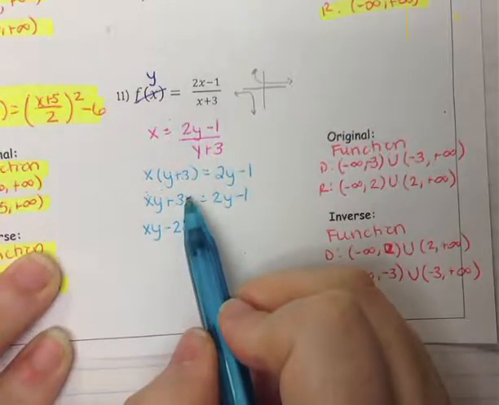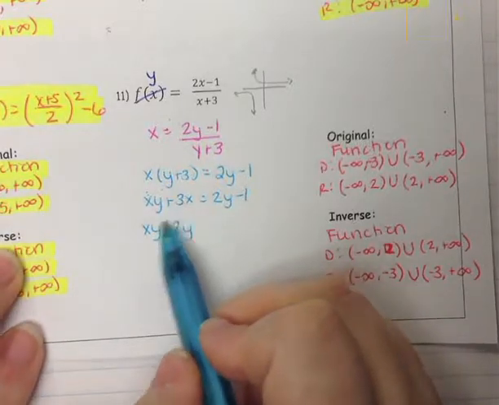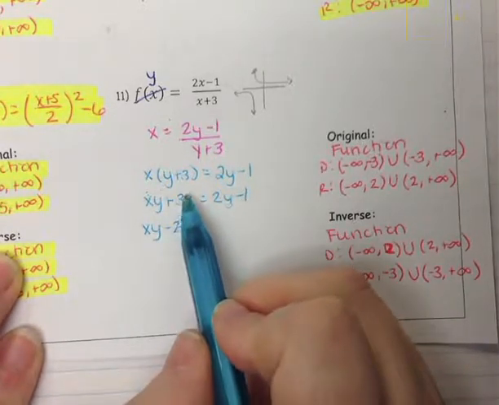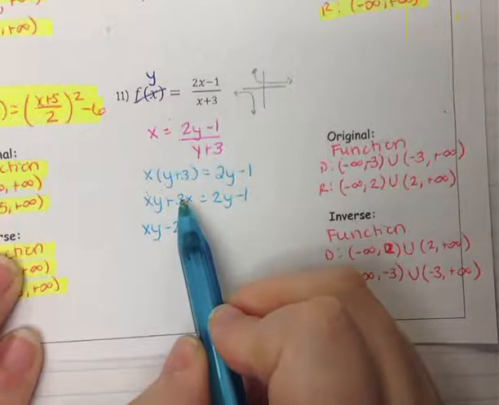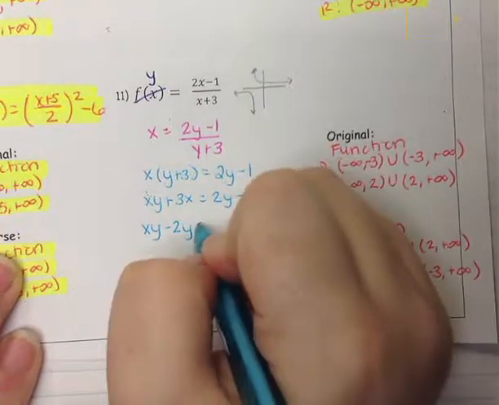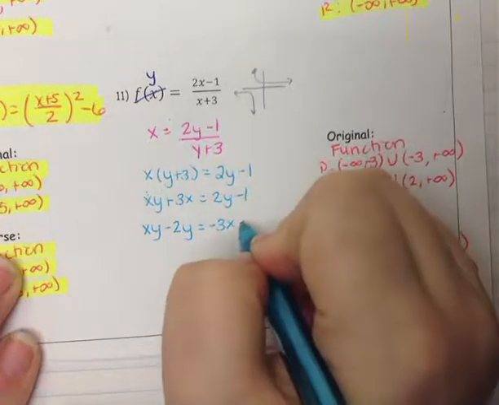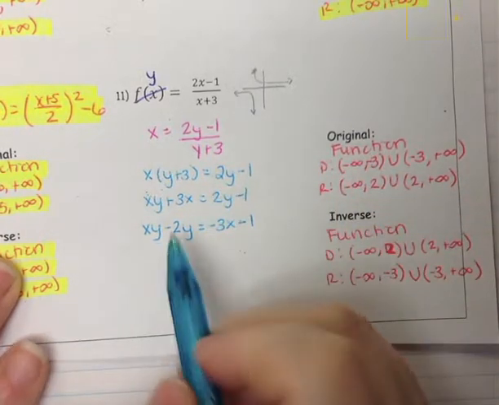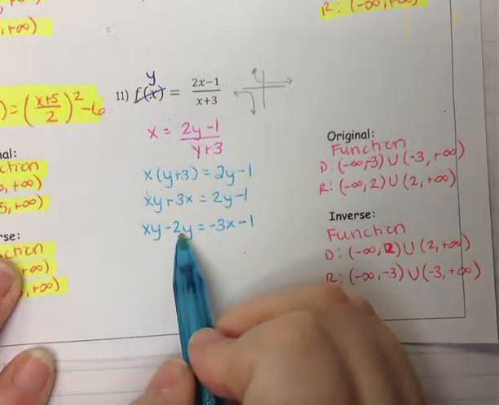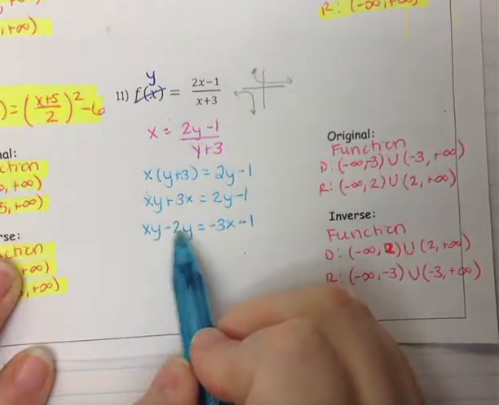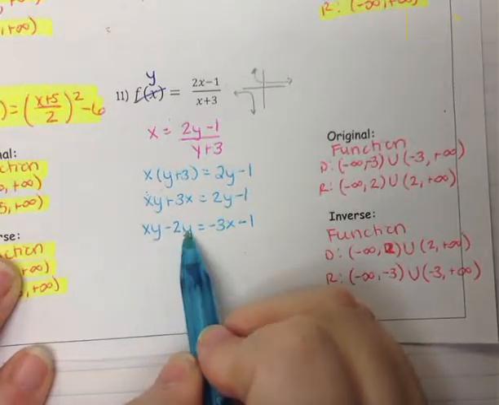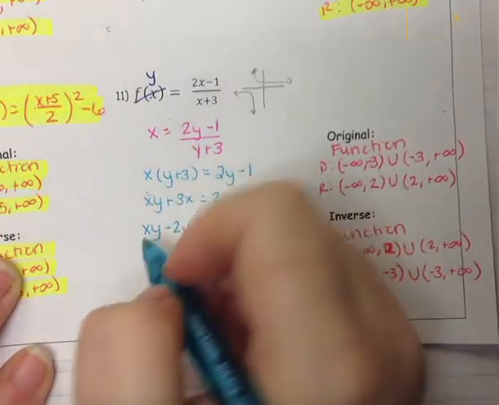Now I actually want to get rid of this 3x because I don't want it on the same side with the y's, because it does not have a y with it. So I'm going to subtract this 3x to the other side. So we'll have equals a negative 3x. We're going to keep this negative 1 on the right-hand side. Now that we have all the y's on the same side, they both have a y with it. We can factor out a y from both of those.